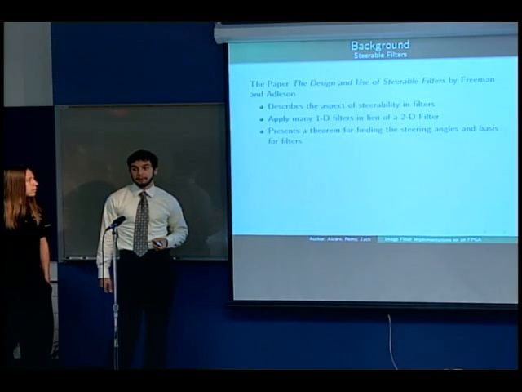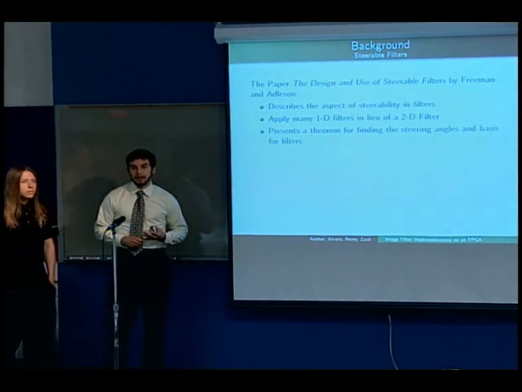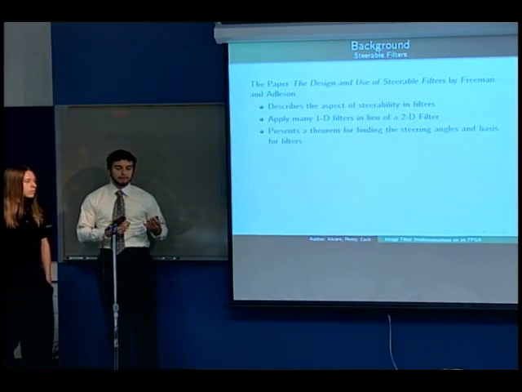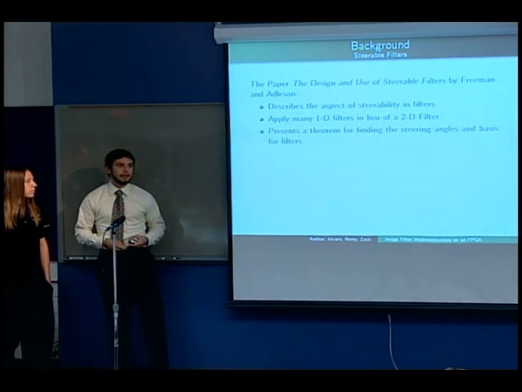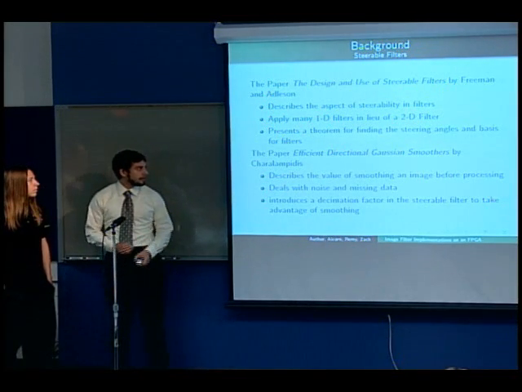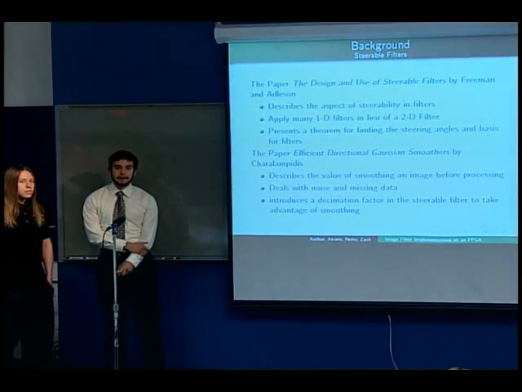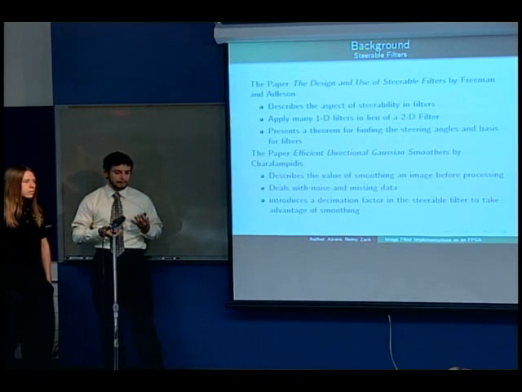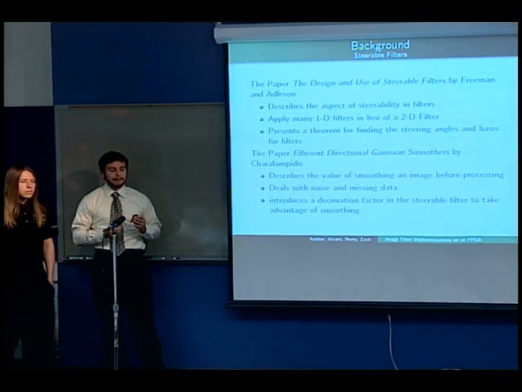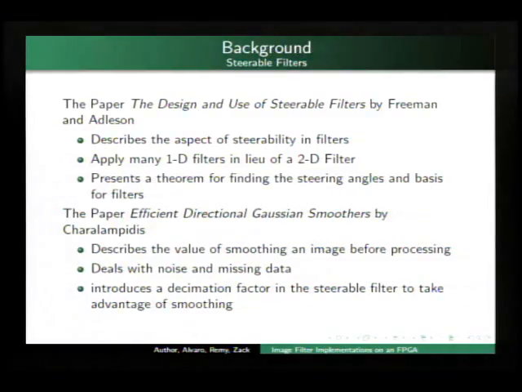And you see later, especially in the multi-window algorithm, applying more 1D filters is still a lot more efficient than applying one 2D filter because of the number of things we need in memory. Also, Efficient Directional Gaussian Smoothers by Dr. Helen Pedes. It describes the value of smoothing an image before processing with filters. It deals with noise and missing data because really it can also introduce this thing called a decimation factor, which will allow us, after smoothing, to not read in the whole image. We don't need to see everything because the pixels around certain pixels become averaged because it's first smoothed. So it can save in computation time.